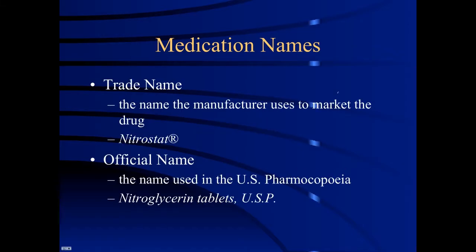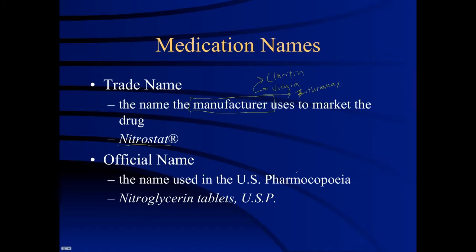The next name is the trade name. This is the name that the actual manufacturer picks, and they use it to market the drug, Nitrostat. Some other examples could be Claritin, Viagra, or Zithromax. That's a pretty popular antibiotic. Most of us know it now as azithromycin, but azithromycin is the generic name.